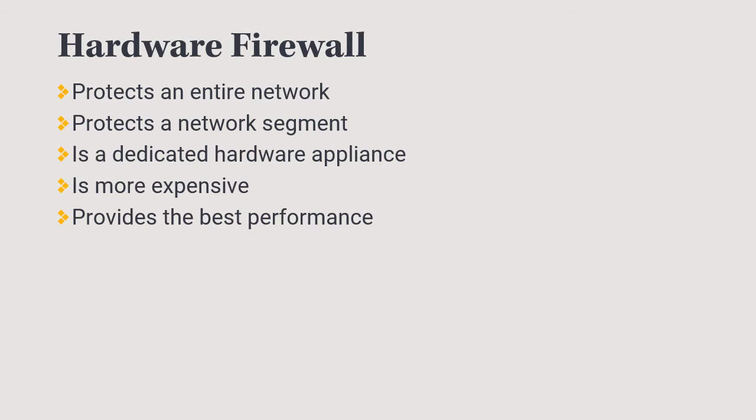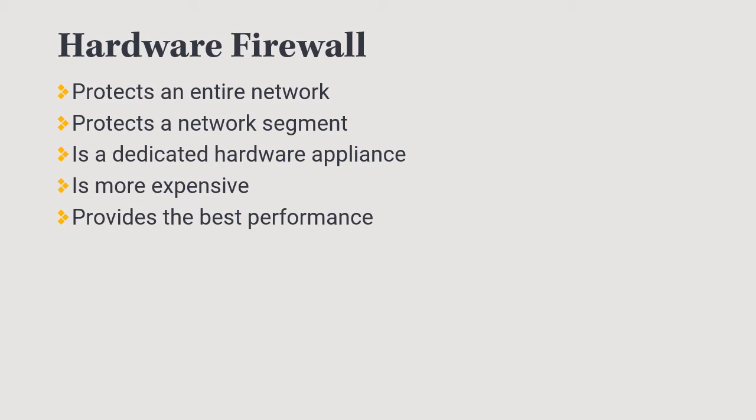Then we also have a hardware firewall, and this would protect an entire network. It could also protect a network segment, as we'll see later if we break up our network into a private, a perimeter, and an external network, or we could also call it an intranet, an extranet, and the internet. It's a dedicated hardware appliance, so this firewall is not going to do anything else.